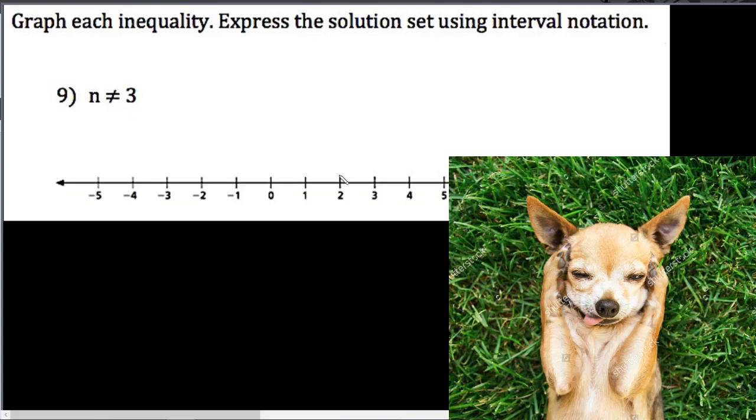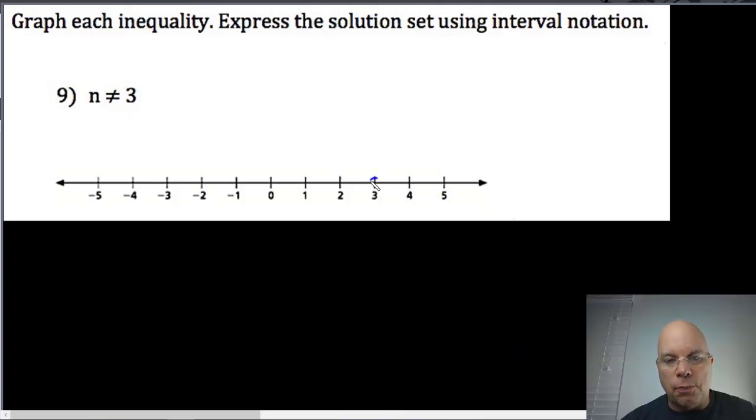If n is not equal to 3, I indicate that with an open circle. So it could be anything other than 3. It could be anything greater than 3, or it could be anything less than 3. So you have arrows going in both directions. Basically the solution set is anything except for 3.